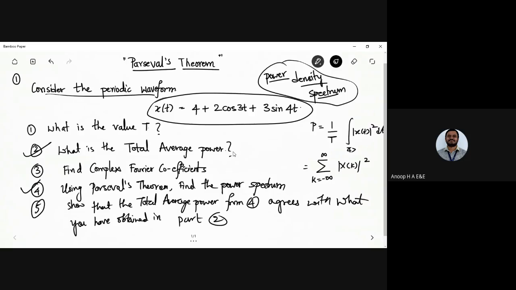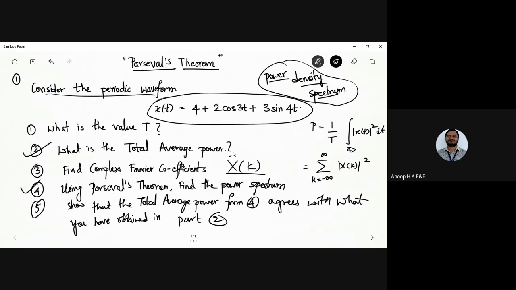What you have obtained in part 2. All right. So first one, what you are going to find out, the simple one, that is the total time period T. And second one, what is the total average power that is there. Third one, find the complex Fourier coefficients, that is x of k. All right. So fourth one, using Parseval theorem, find the power spectrum.